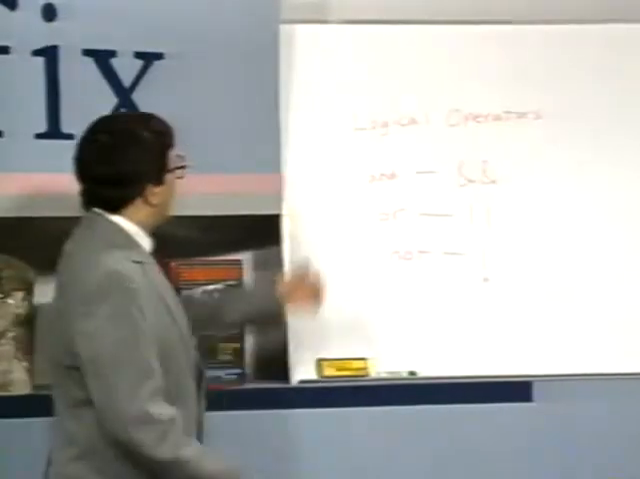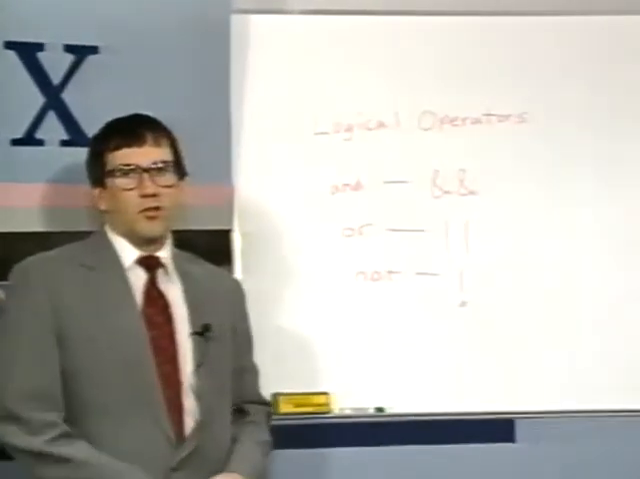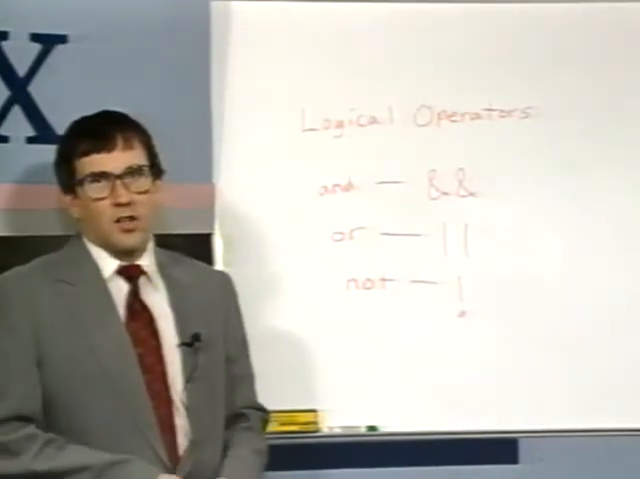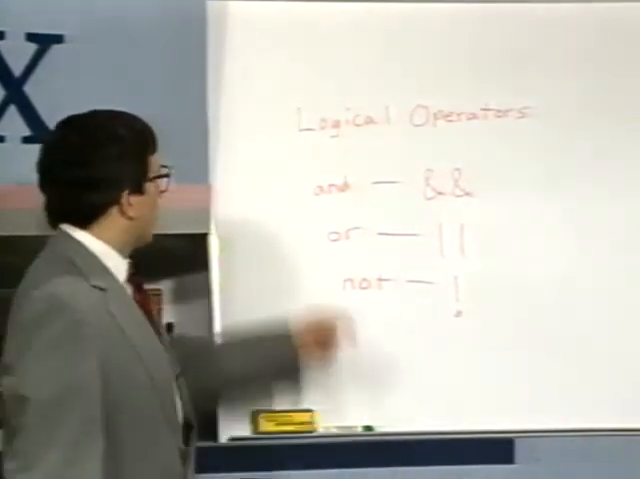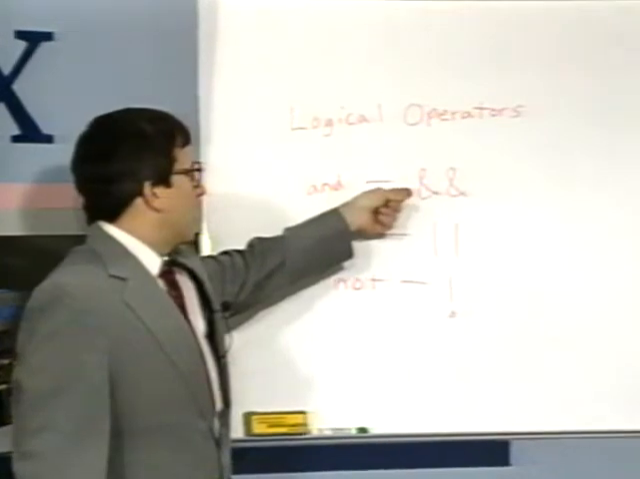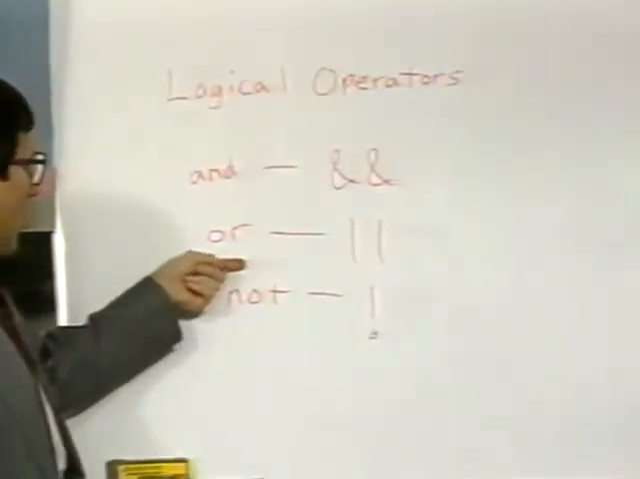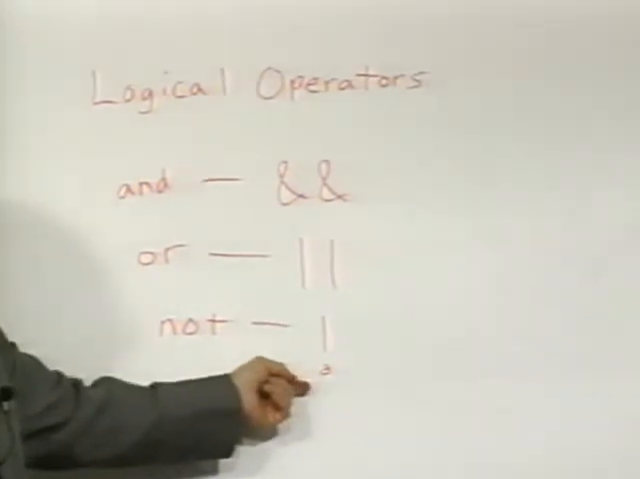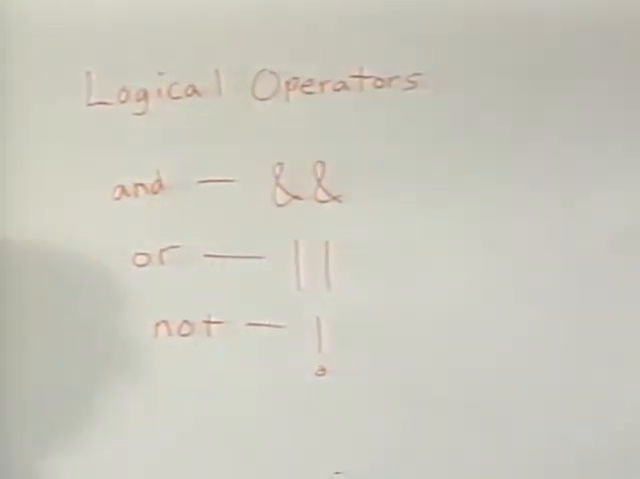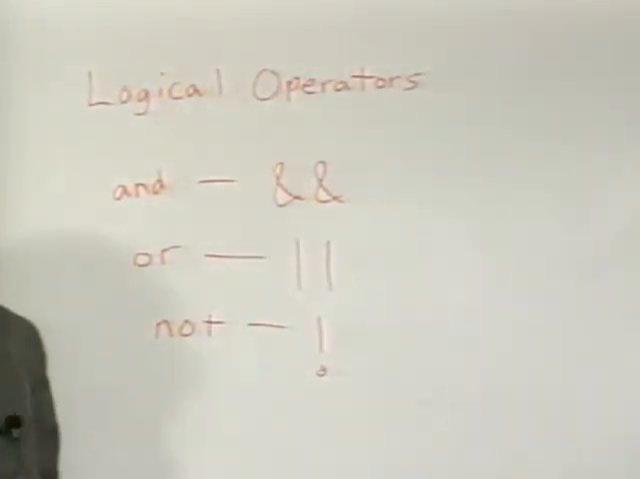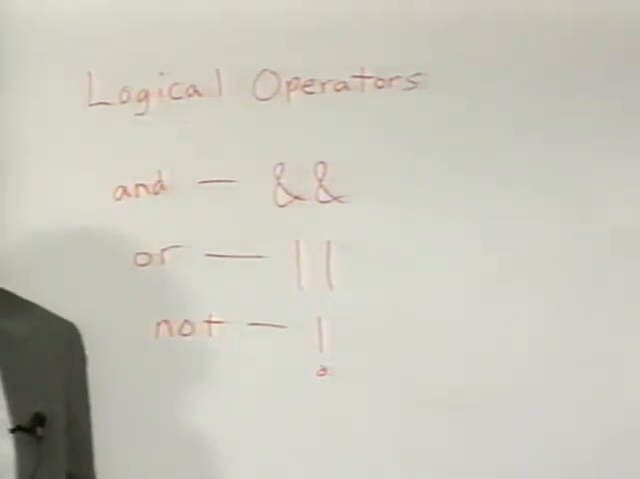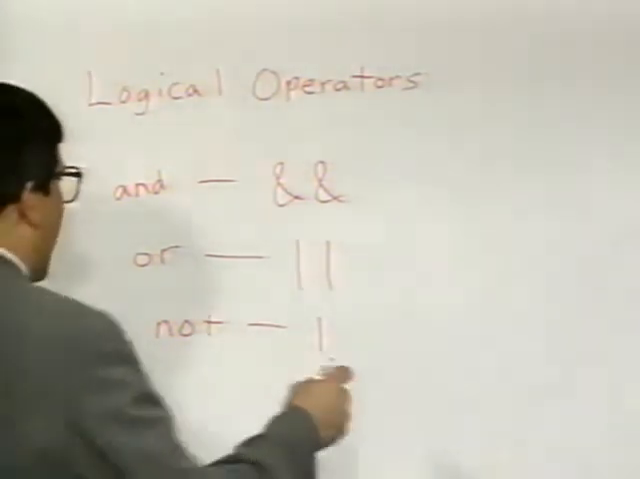In C, we have a set of logical operators that are used to combine complex relational and logical expressions. For example, the double ampersand is the AND operator. Two vertical lines are the OR operator, and the exclamation point is for not. Now these vertical lines are not the number 11. They are not two lowercase l's.